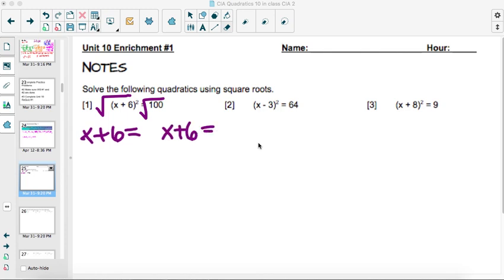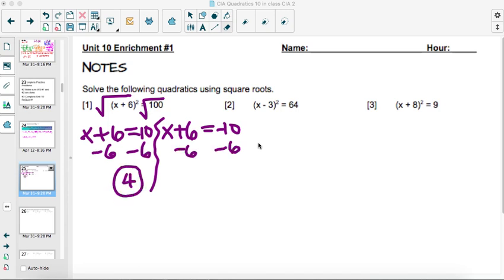So I'm going to write the equation out twice because I know the square root of 100 is either 10 or negative 10. And again, to solve it, I'm just going to minus 6 from both sides. One answer is 4. You have to be careful on the other one because the answer is not negative 4, it's actually negative 16, because negative 10 minus 6 is negative 16.